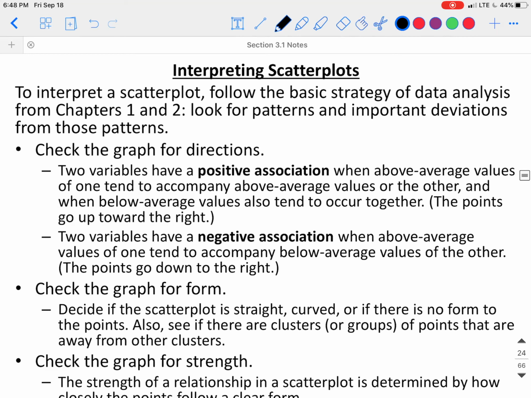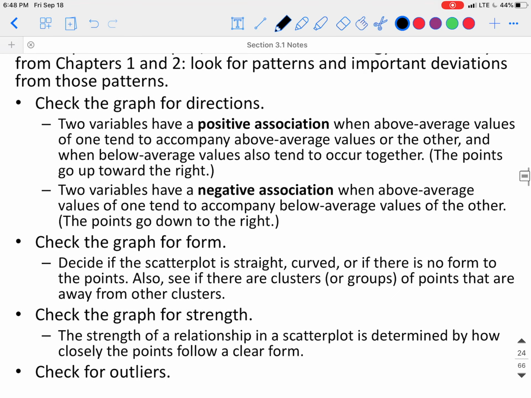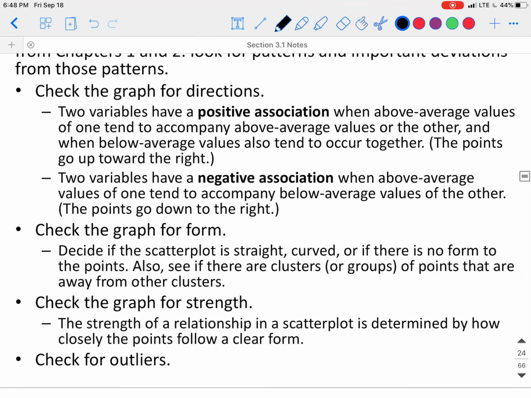To interpret a scatter plot, follow the basic strategy of data analysis from chapters 1 and 2. You're going to look for patterns and important deviations from those patterns. So you need to check the graph for direction. The two variables can either be positively associated or negatively associated. You will have a positive association when above average values on one tend to accompany above average values on the other, or if the graph goes up towards the right. If two variables have a negative association, then you have above average values on one accompanied with below average values on the other, or the points go down to the right.